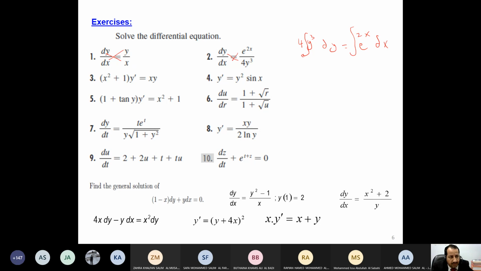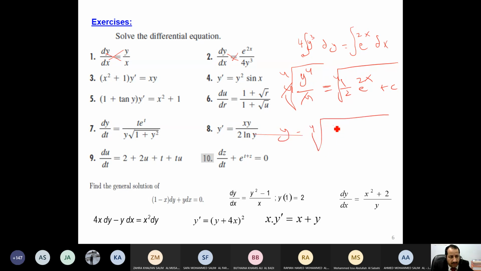So what we will have is y to the power 4 over 4, and there is 4, so we can cancel them, equals 1 over 2 exponential 2x plus c. Now I can take the fourth root for both. Y will be the fourth root of 1 over 2 exponential 2x plus c. It's really easy, right? Now, what I want you to do is solve this problem number 10.